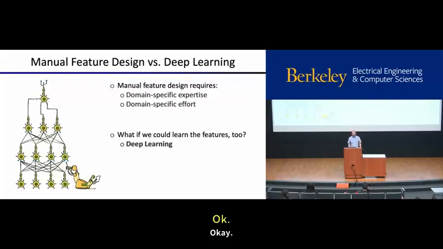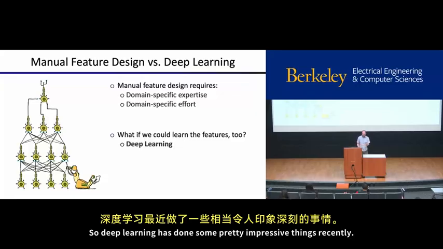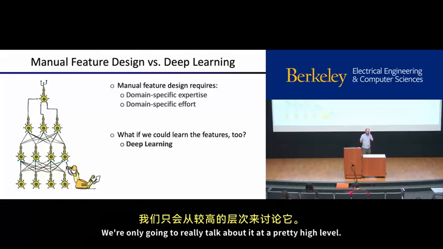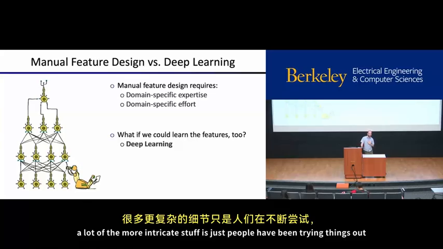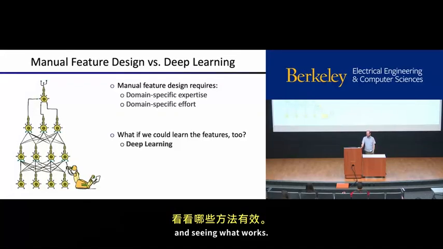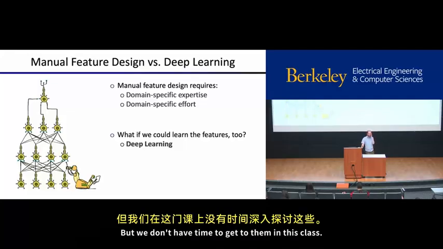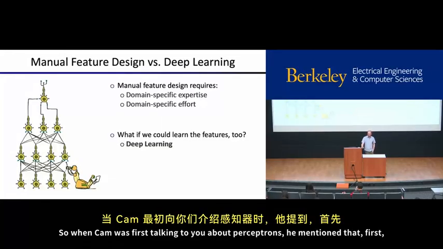Okay. So deep learning has done some pretty impressive things recently. So let's talk about what it is doing. We're only going to really talk about it at a pretty high level, but honestly, a lot of the more intricate stuff is just people trying things out and seeing what works. There's a whole host of things to discuss about that, but we don't have time to get to them in this class.